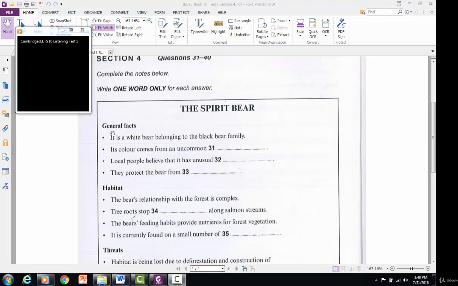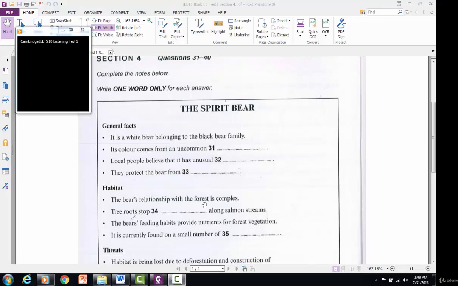Okay? They're going to say general facts. Then they're going to go through these 4 things giving answers. Then they're going to say habitat. And then they're going to go through these four sentences. And then they're going to say threats. All right, they're just going to go directly straight through it, step by step by step.